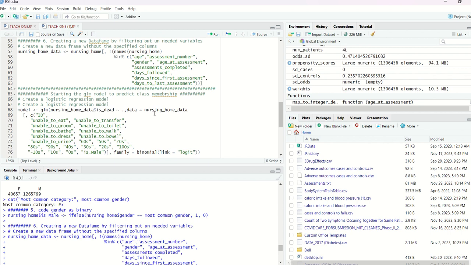Starting the logistic regression model, now we are diving into the core of our analysis. Using logistic regression, we are predicting the chance of a resident experiencing mortality. Our model considers various factors such as eating habits, walking abilities, age, decades, and gender. It's like looking at a puzzle to understand and predict what might happen in the nursing home.